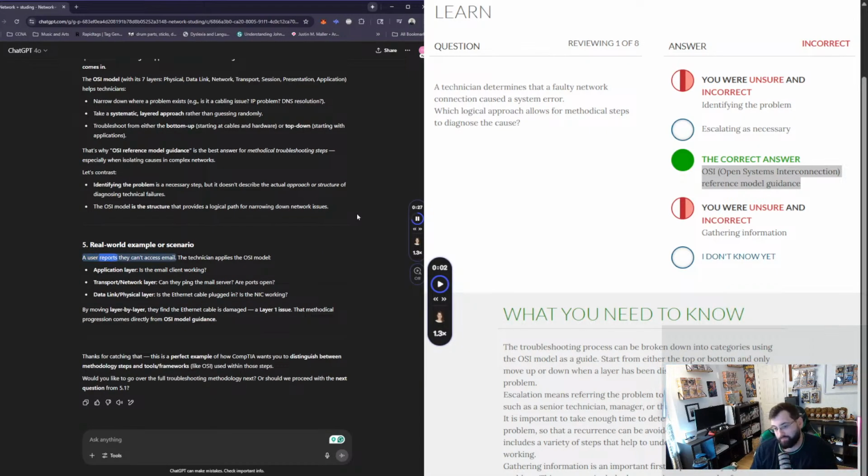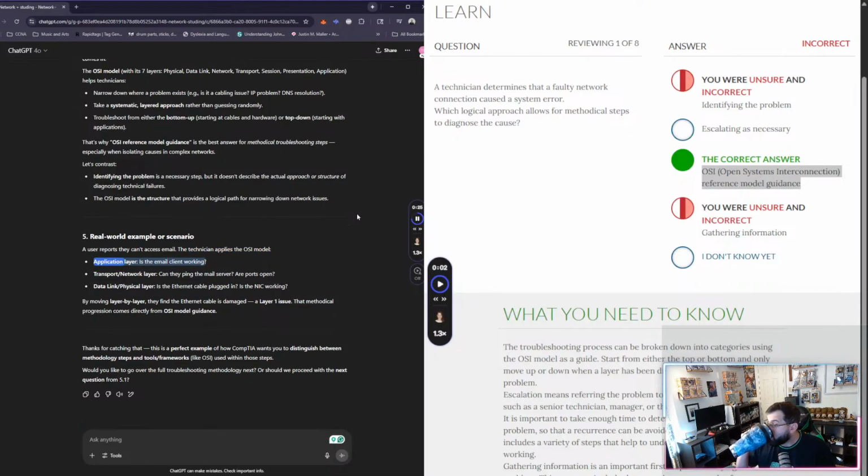A user reports they can't access email. The technician applies the OSI model. Application layer, is the email client working? Transport and network layer, can they ping the mail server? Are ports open? Data link and physical layer, is the Ethernet cable plugged in? Is the NIC working? By moving layer by layer, they find the Ethernet cable is damaged, a layer 1 issue. That methodical progression comes directly from OSI model guidance.